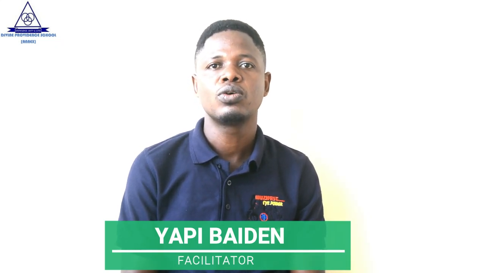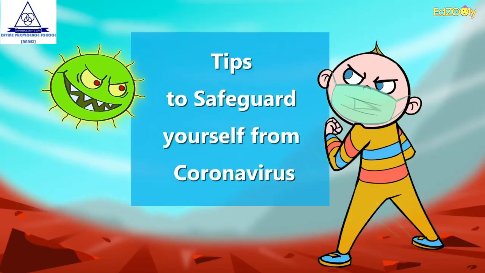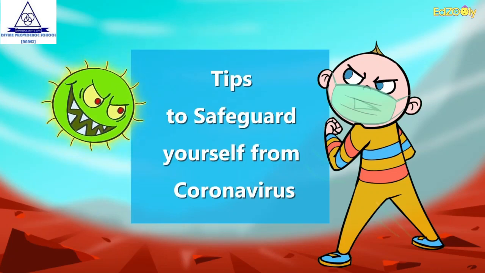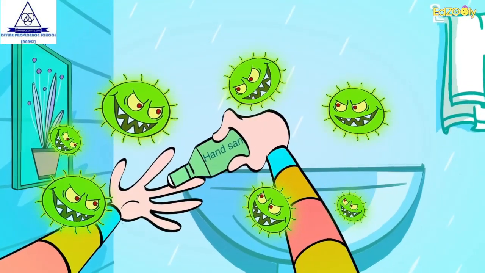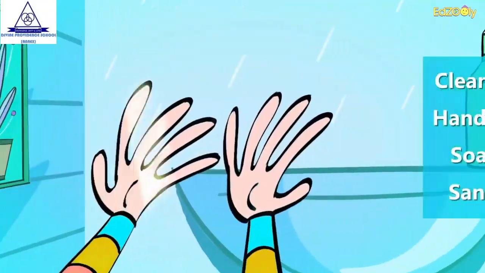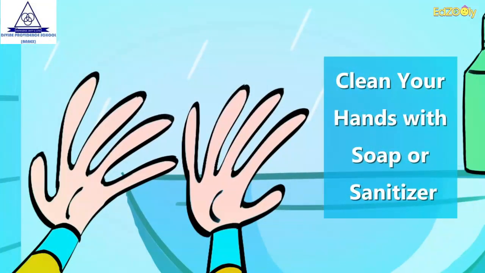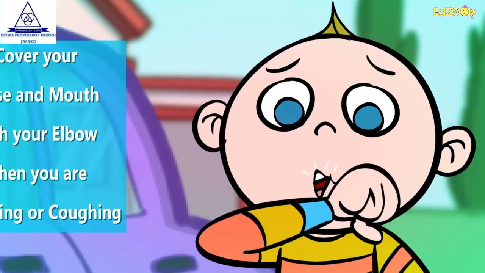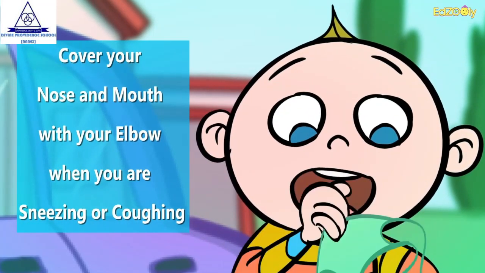Let's go for the COVID-19 tips before we start today's lesson. Here are some important tips to fight COVID-19, the pandemic. Wash the hands frequently with soap or sanitizer. Soap is an effective weapon to wash away the viruses and bacteria. Avoid unnecessary touching of eyes, nose, and mouth. Use your elbow to cover while sneezing or coughing.